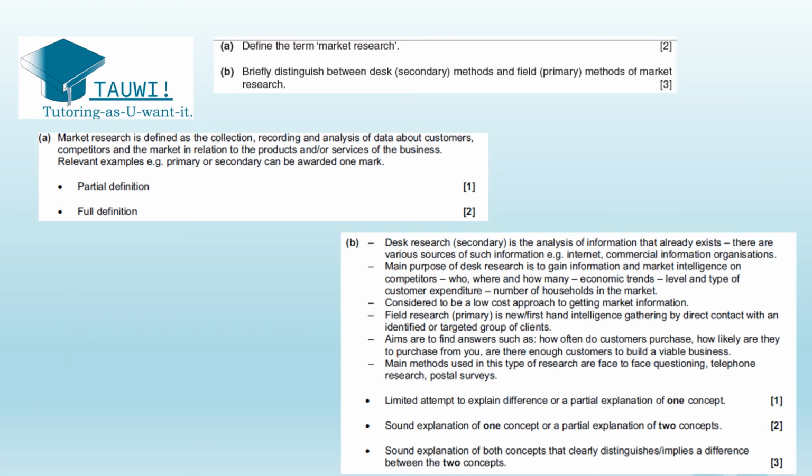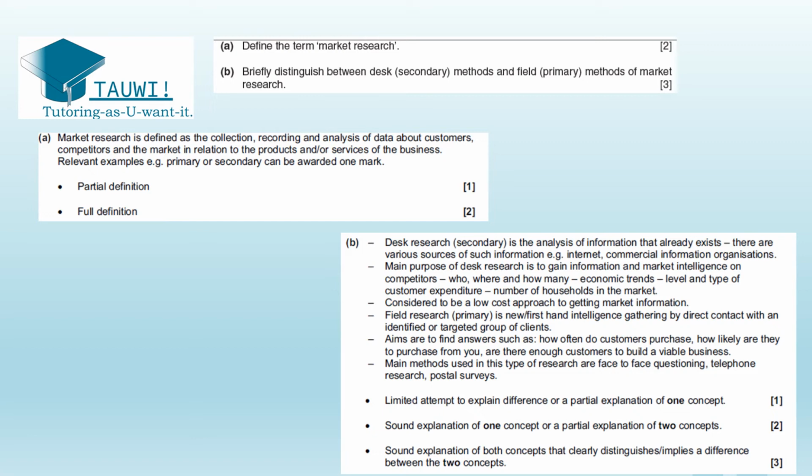Again, define the term market research and then briefly distinguish between secondary methods and primary methods. Okay, so define market research. You're going to tell why it's important. Market research is collecting and analyzing data and why it's necessary. Distinguishing between secondary and primary research: you could start with a definition of both and then explain the difference.